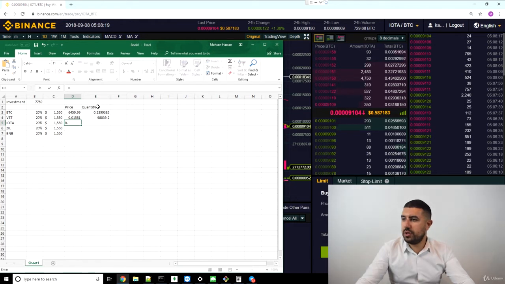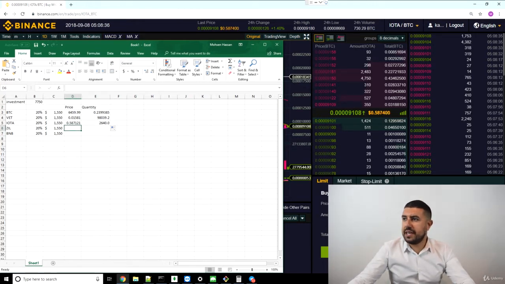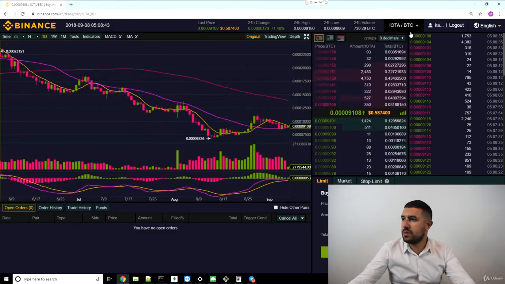So I'll just use that price here for IOTA. IOTA costs 0.587121, like we said. So that here is going to be 2,640, right? Now Zilliqa's next. Let's check Zilliqa out. And there we go.